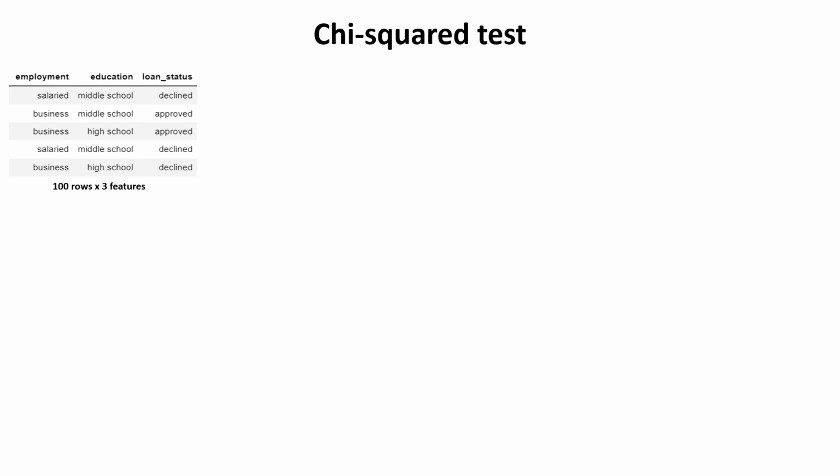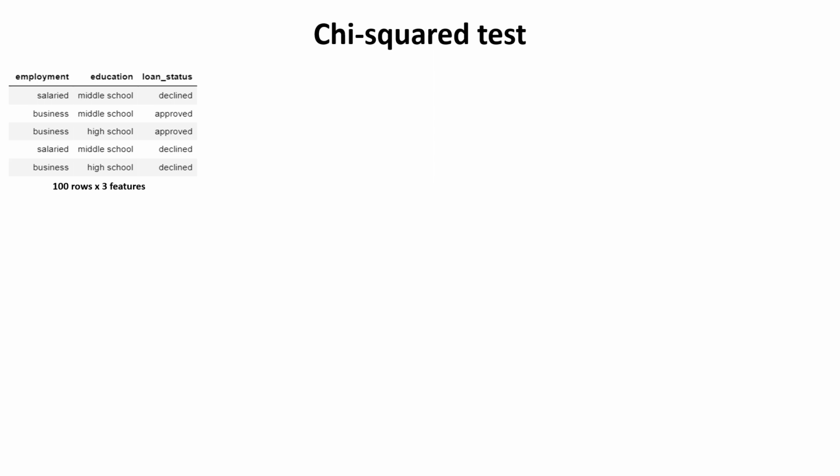Alright, let's just start. In chi-square test, to understand this, let's take a sample data, this, which has just three features: employment, education, and loan status. The last one is the target feature. First two are the input features. What we have to identify is the alternate hypothesis says that the education is influencing loan status, which means the higher the education, the greater the possibility of getting the loan approved.